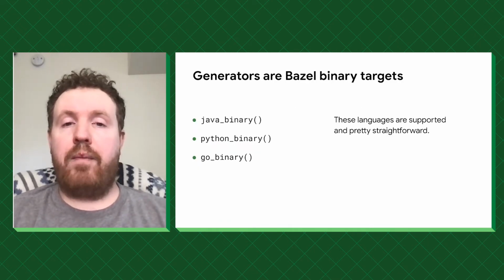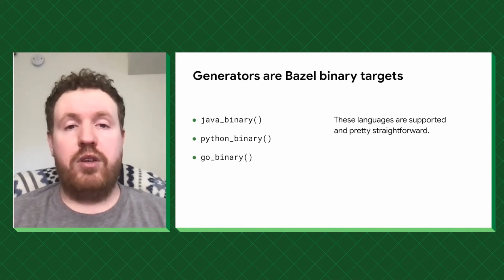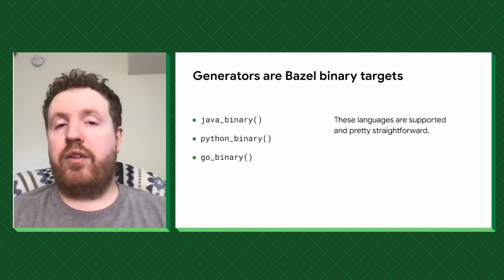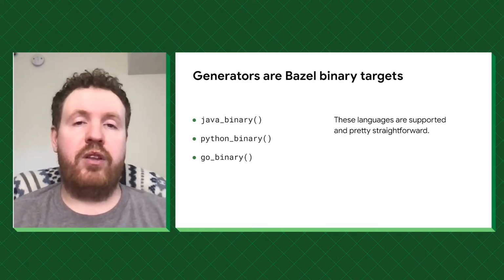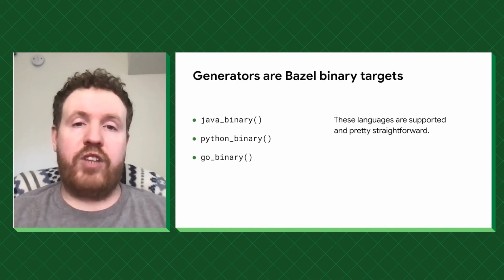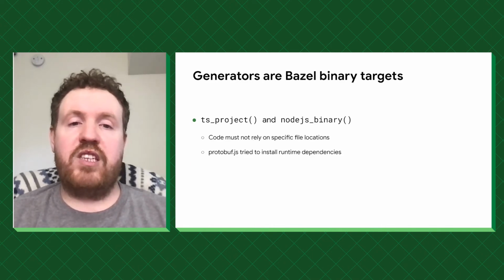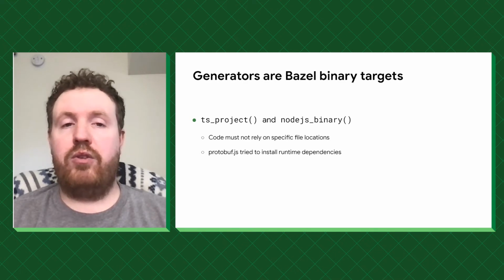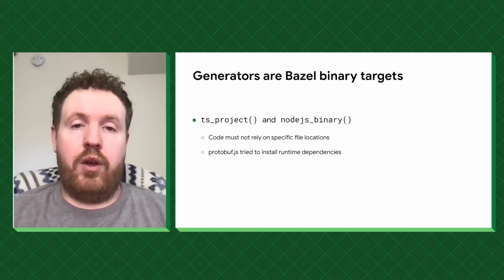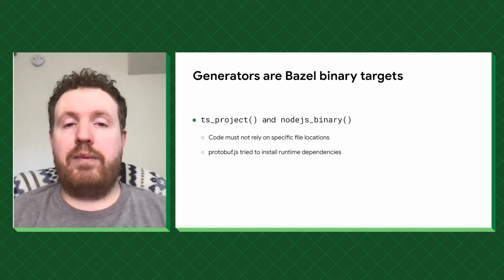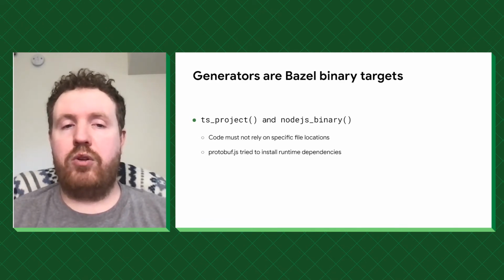Changing the generators to become Bazel binaries was easier for some languages and harder for some other languages. For example, for Java, Python, and Go, it was pretty straightforward to do since we have java_binary, py_binary, and go_binary rules. For TypeScript, it was a little bit less straightforward. Some code needed to be changed because it relied on relative file locations, like the existence of the build folder, and it all has changed after moving to Bazel. Also, there were some issues with the Protobuf.js library that wanted to install its dependencies by calling npm install directly.